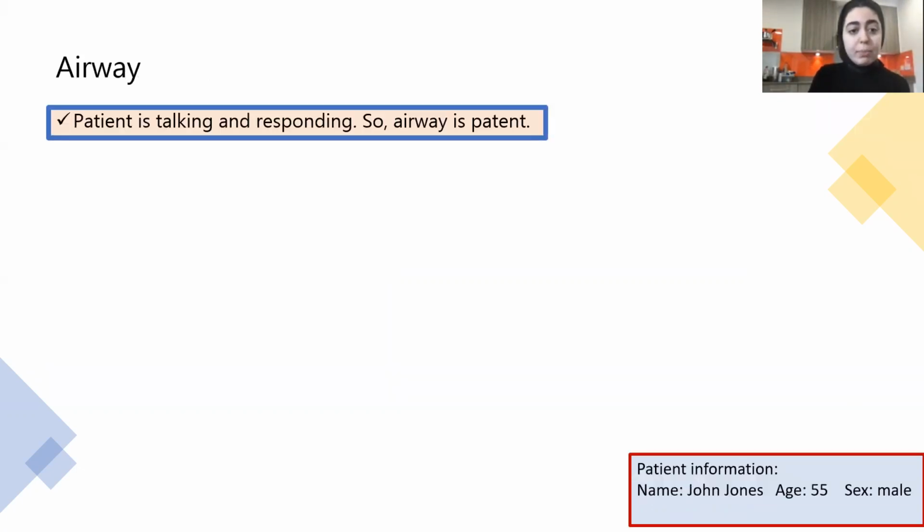So the patient has responded and they can speak in full sentences. So I've established now that their airway is patent. They don't look pale. I can't see any evidence of increased work of breathing or use of accessory muscles. So I can safely move on to breathing. As you can see, we've assessed, we've recognized if there are any abnormalities, and we don't need to treat at this point.